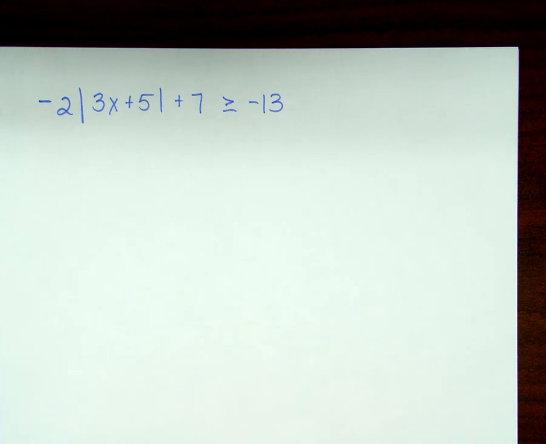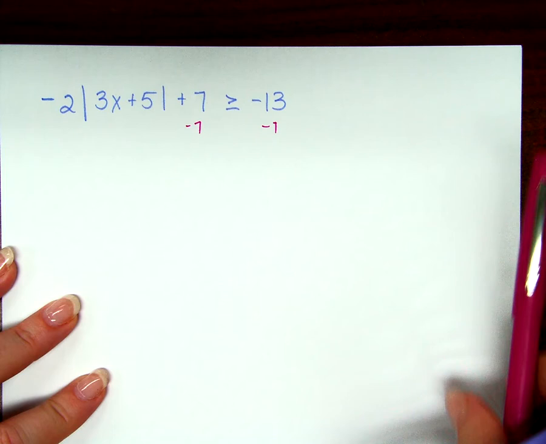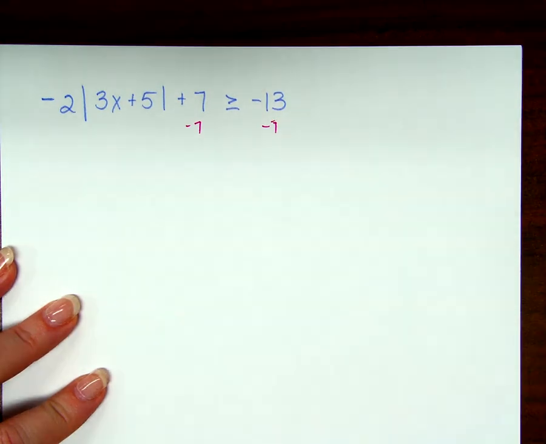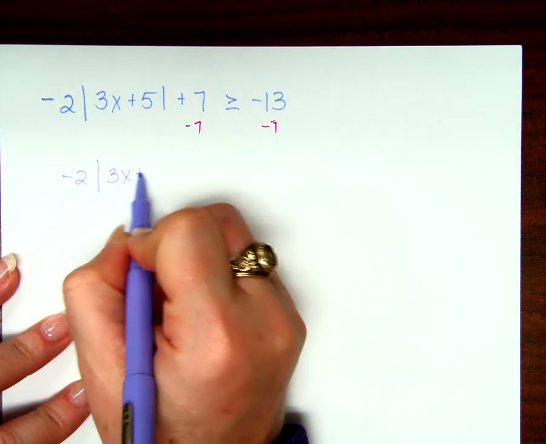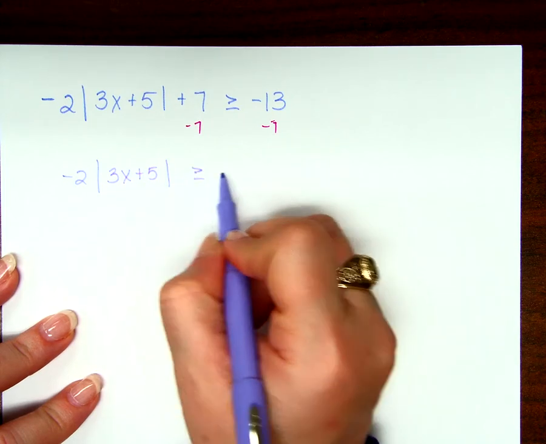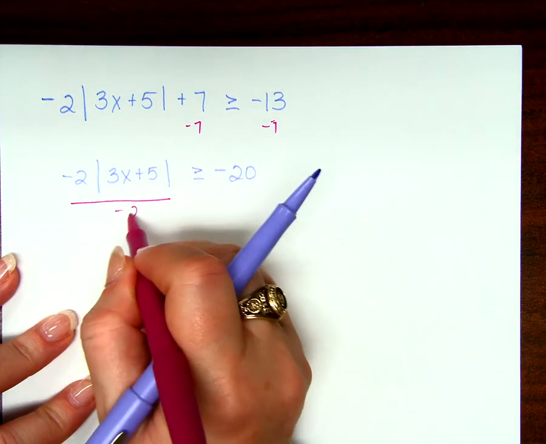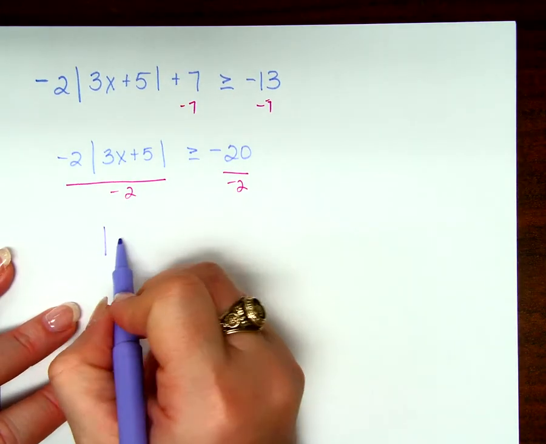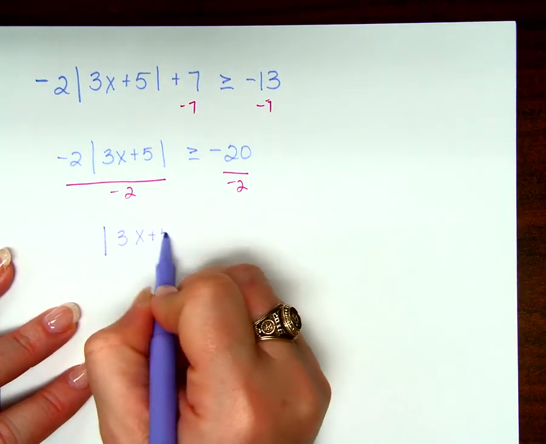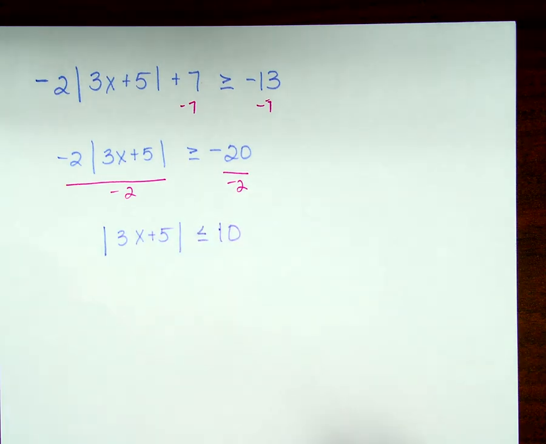Because here's what a problem might look like. And up to a certain point, you're fine. You agreed with me that we had subtracted 7 from both sides to get negative 2 times the absolute value of 3x plus 5 is greater than or equal to negative 20. You even agreed with me that we divide by negative 2. Keeping in mind that we are dividing by negative when we're solving an inequality, so I do have to flip my sign. Okay? You agreed with me to everything up to here.